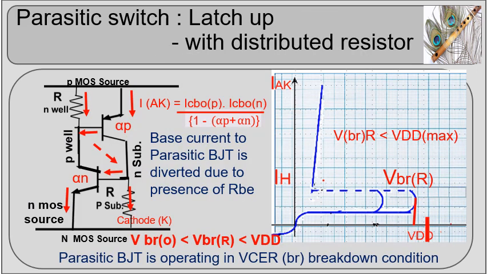As shown in the schematic, the distributed well and substrate shunt resistances reduce input currents of the latch and increase its breakdown voltage. However, the latch breakdown being less than VDD, needs further increase of latch breakdown voltage capability.